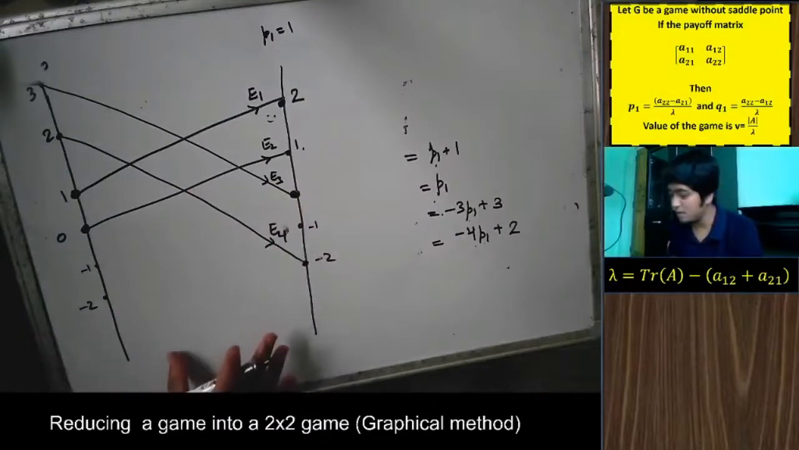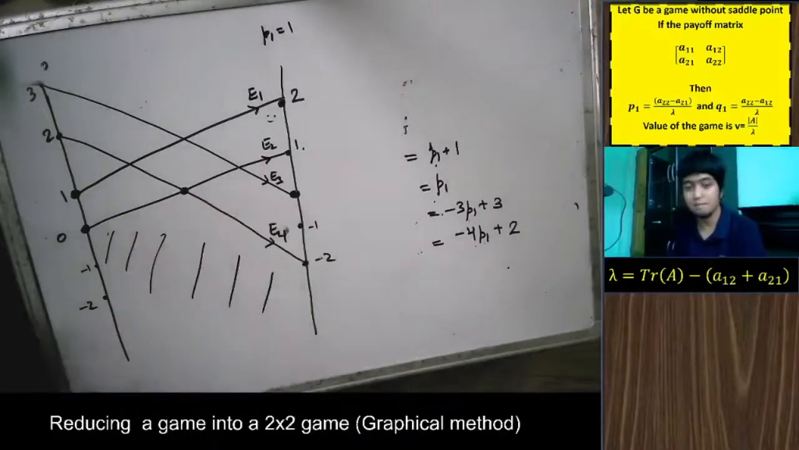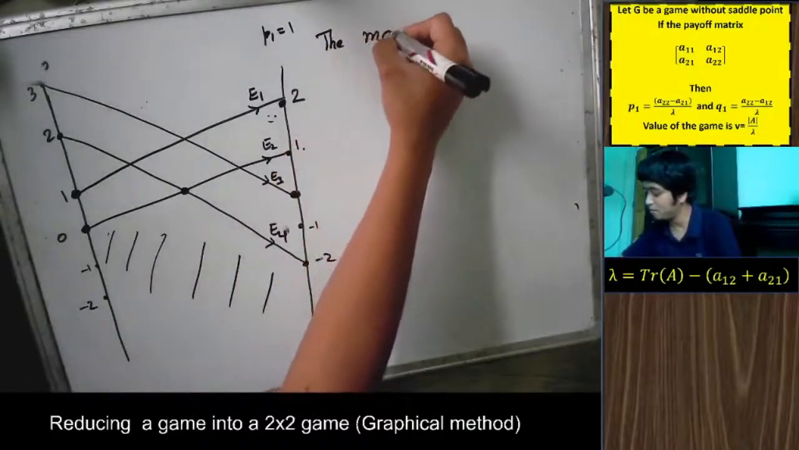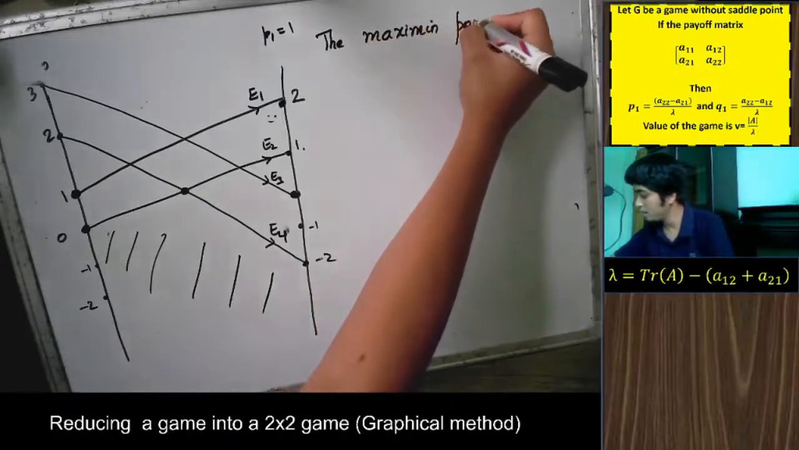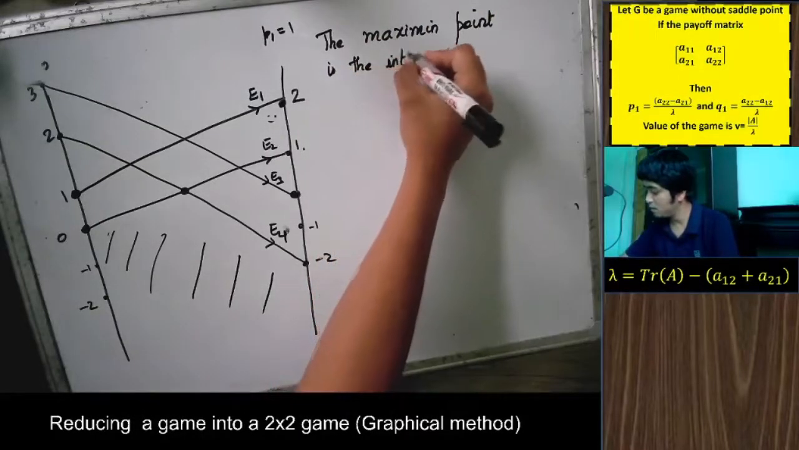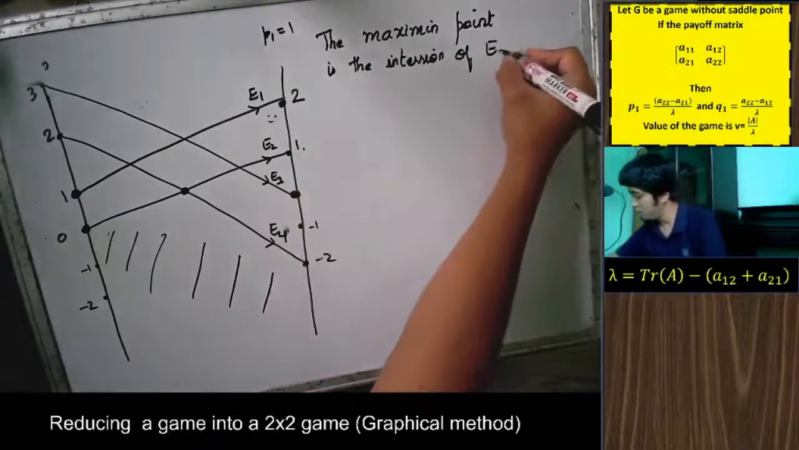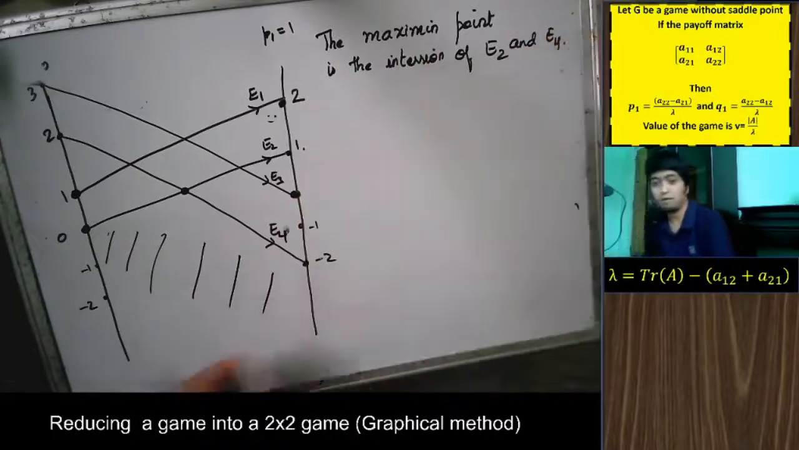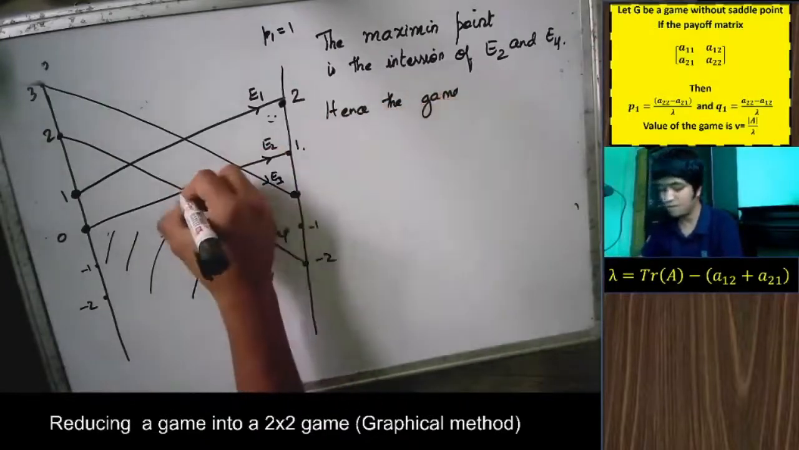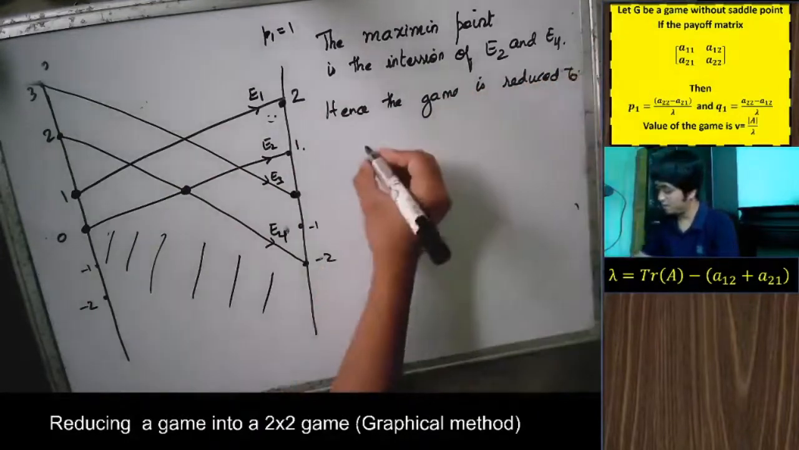Okay, so from this graph we can see that this portion, it is the lower envelope. The highest point in the lower envelope is this. Okay, so what I will write now is the maximum point. The maximum point is the intersection of E2 and E4. Okay, this one is the maximum point, hence the game is reduced to a 2x2 game.